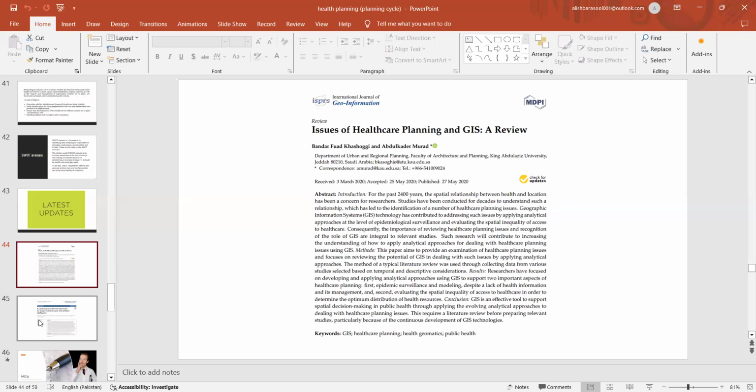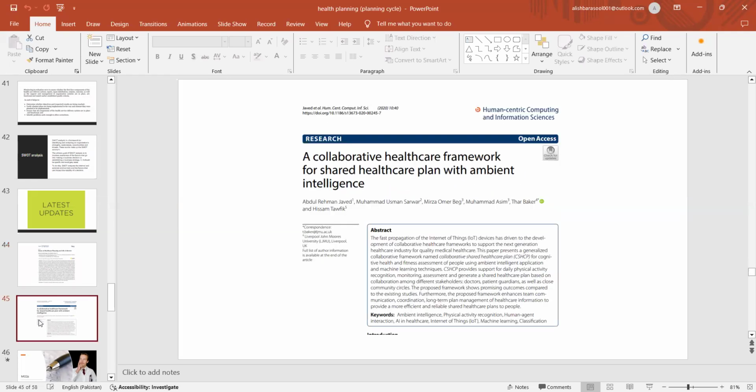This requires a literature review before preparing relevant studies. A collaborative healthcare framework for shared healthcare plan with ambient intelligence.